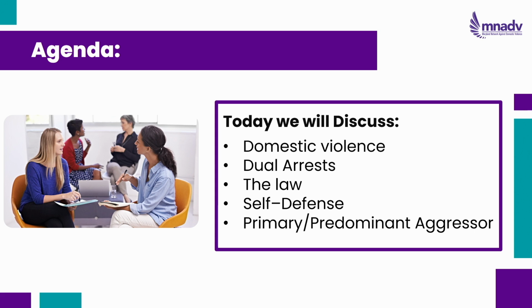So, the agenda for our training, what we are going to cover: we're going to begin with a reminder about the definition of domestic violence. That is an important starting point in sorting it all out. We'll discuss what the research tells us about the scope of the problem when it comes to dual arrest. And we'll review the law in this area and with respect to self-defense. Finally, I'll give you some tools that you can use to assist you with determining the primary or predominant aggressor.